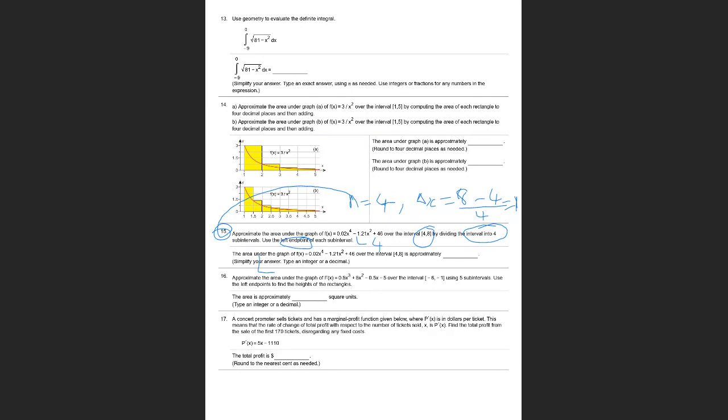Left endpoint for rectangles. So L4 is equal to delta x times, because the smallest number is 4, I'll use f of 4 plus f of 5, I'm doing left rectangles, plus f of 6 plus f of 7. And already I have 4 rectangles. So this is 1, 2, 3, 4.